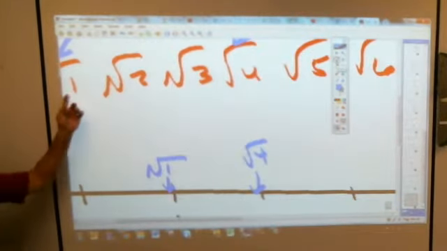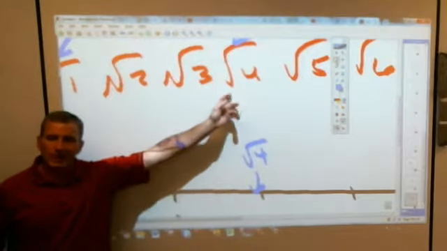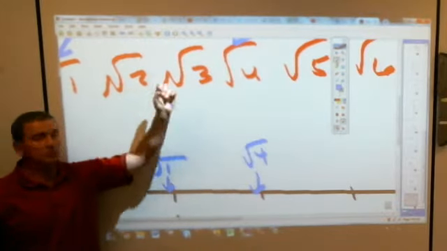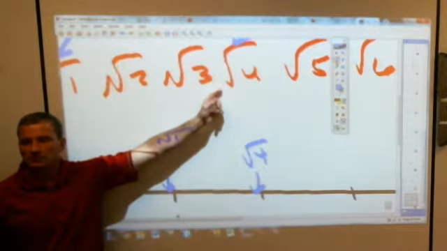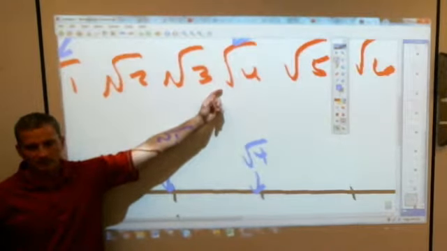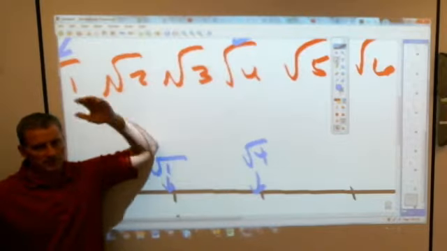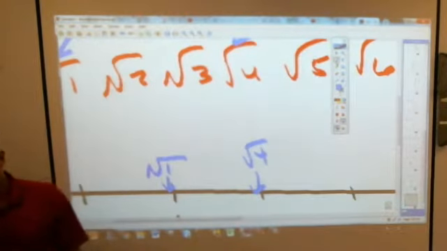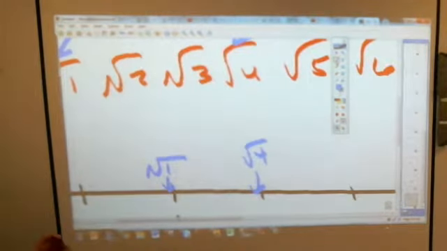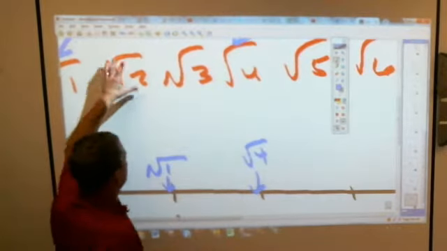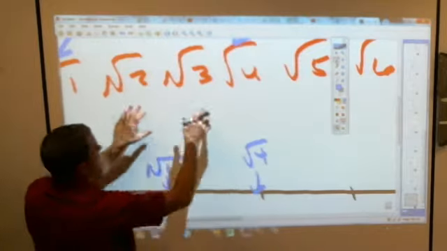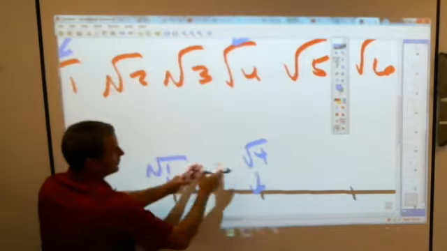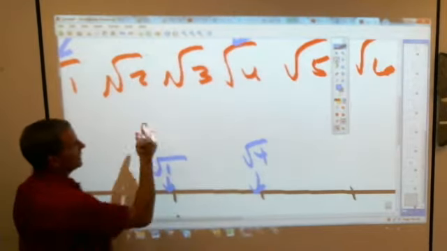Notice between the square root of 1 and the square root of 4, we have the square root of 2 and the square root of 3, which are what we call irrational. Why? Because there's really no good answer to them. They're decimals that go on forever. But because the square root of 1 and the square root of 4 are perfect squares, you know that these two have to fall somewhere in between there, so we can jot those down.